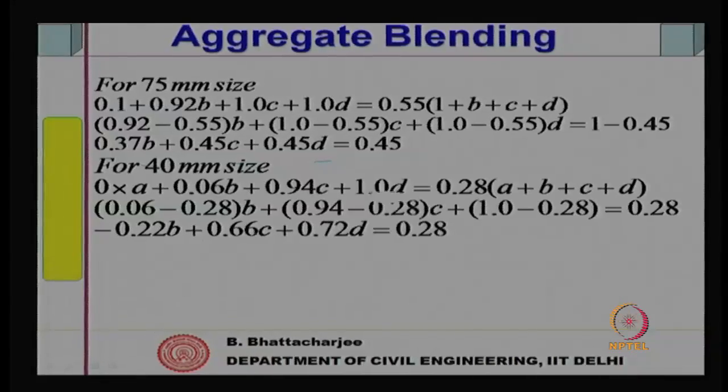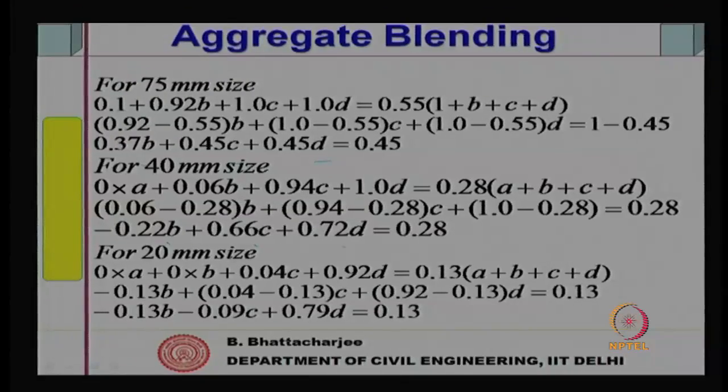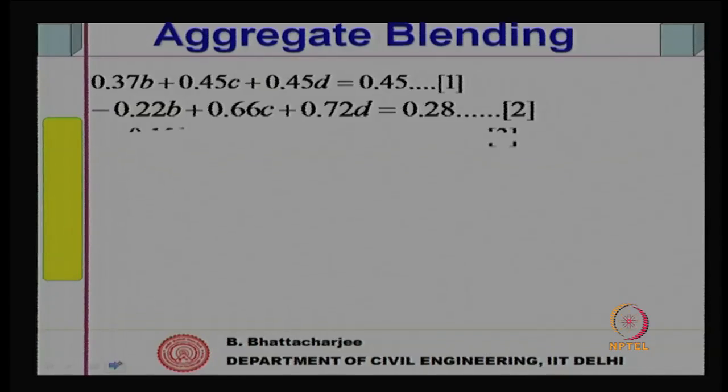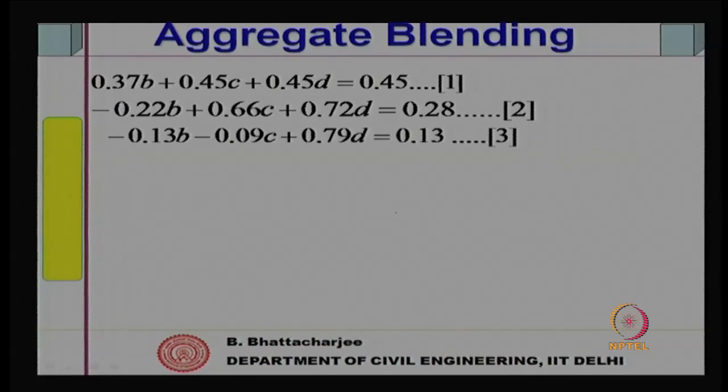Similarly, for 40 mm size, I will get an expression involving B, C, D. And for 20 mm size, I will get an expression using B, C, D, and I can solve them. I can solve these 3 equations. So, these are the 3 equations I am getting. Well, I could have solved 4 equations also, it is not difficult, because it is a question of matrix. So, simply solving the 4, A, B, C, D are your unknowns.